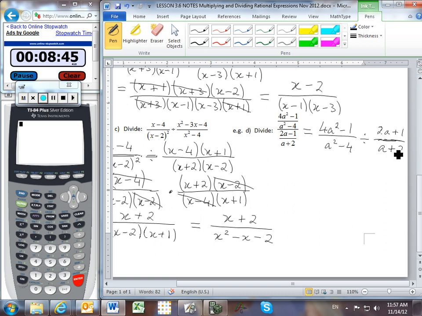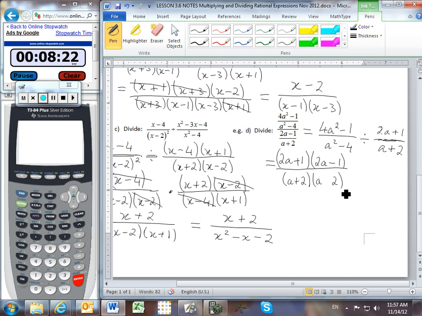Alright, now we're ready then to multiply by the reciprocal of the second expression. Whoops, actually not quite yet. I need to factor the first, don't I? The top is a difference of squares. It's 2a plus 1 times 2a minus 1. And the bottom is also a difference of squares, a plus 2 times a minus 2.